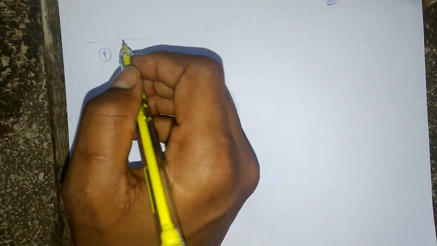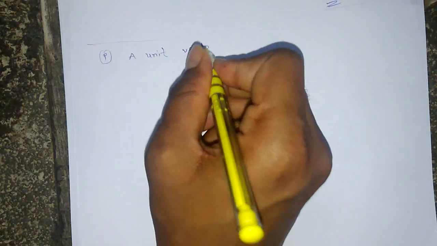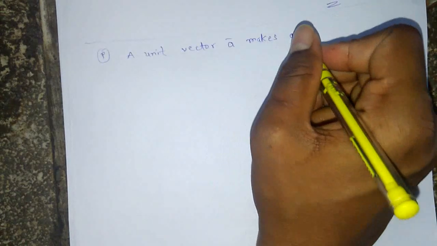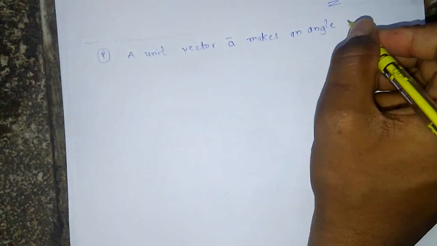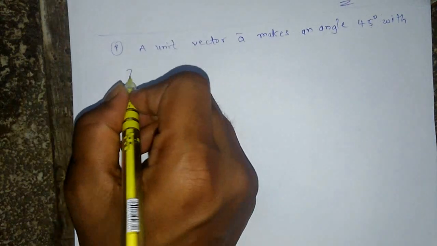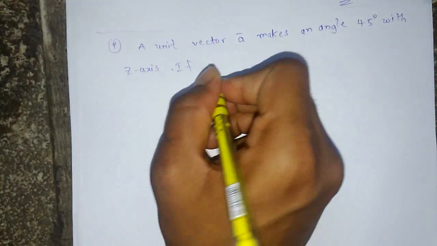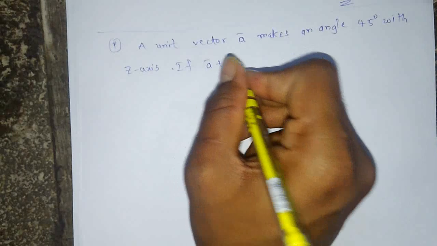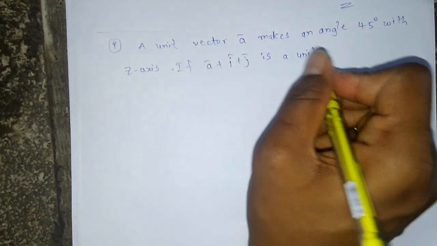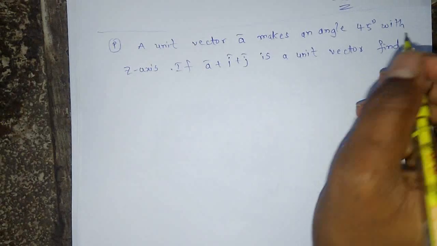So our next problem is, a unit vector A bar makes an angle of 45 degrees with the z axis. If A bar plus I bar plus J bar is also a unit vector, find A bar.